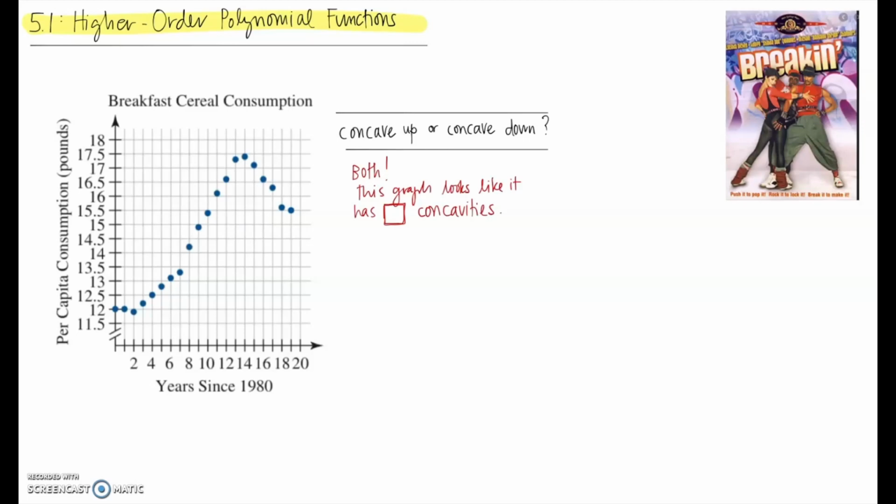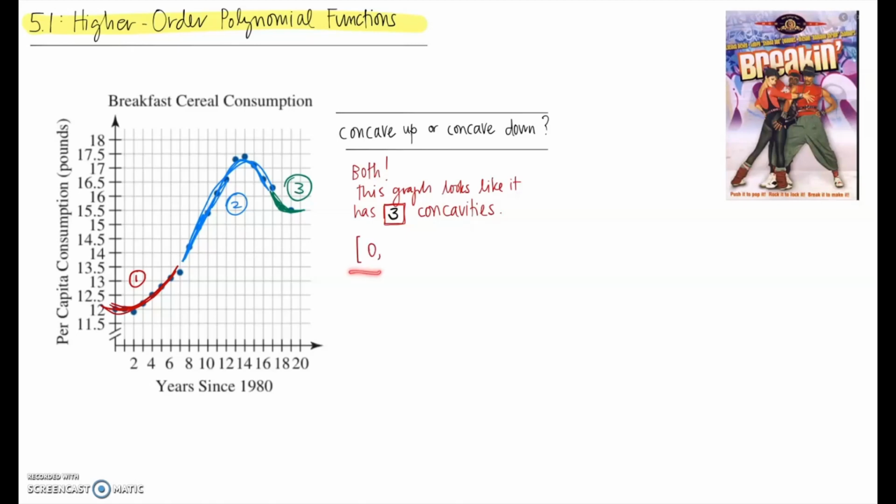And this particular graph looks like it has, well, how many concavities would you say it has? We would definitely see this one right here. That's one concave up, and then maybe about right here, we've got this where it's going concave down, and then it looks like it's trying to go concave up again. So I would say that this function has 3 concavities: up, down, and then up again.